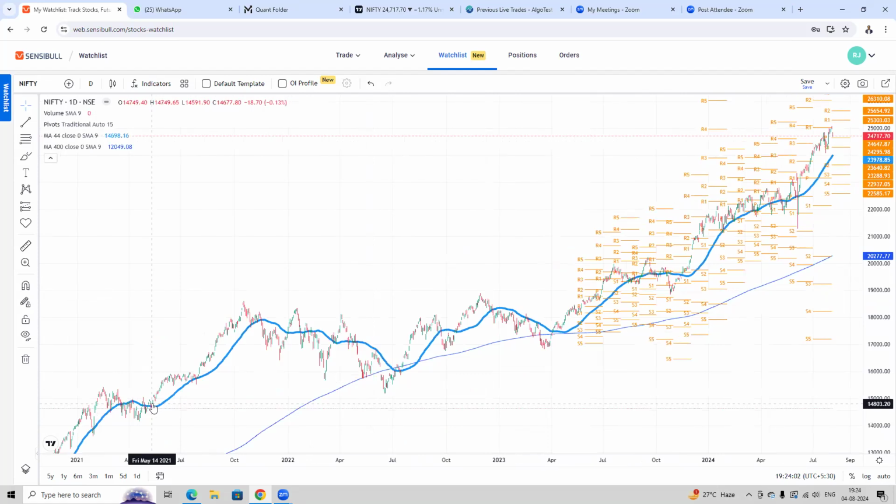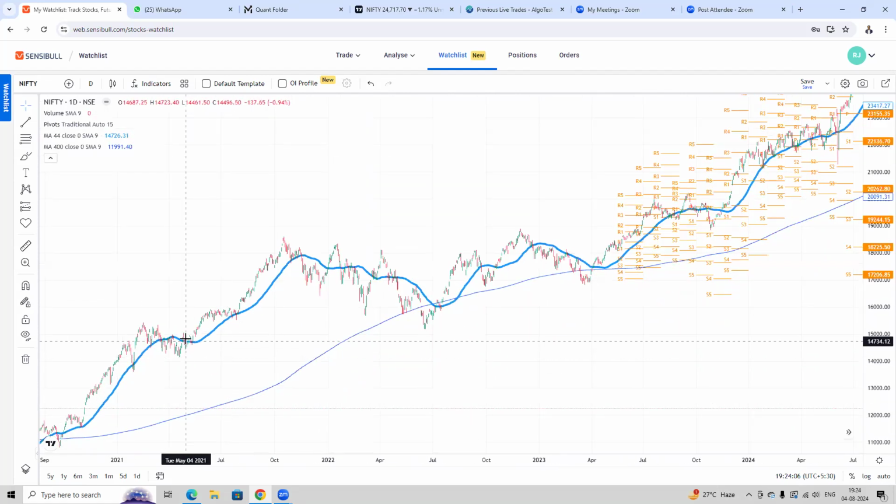See, here is where a lot of people make a mistake. Okay, as soon as they see this, they enter, but there is no entry here because the 44 days moving average is going downwards here.